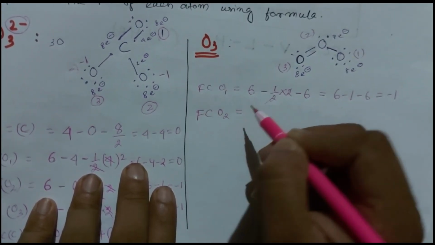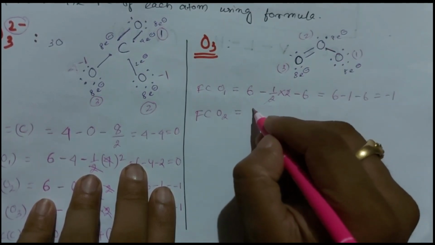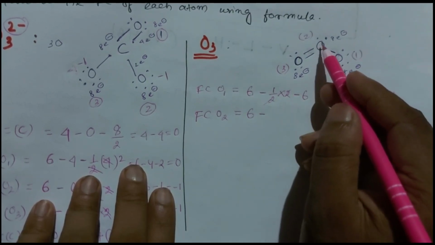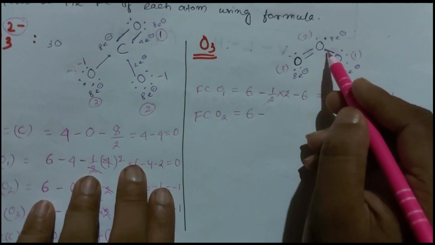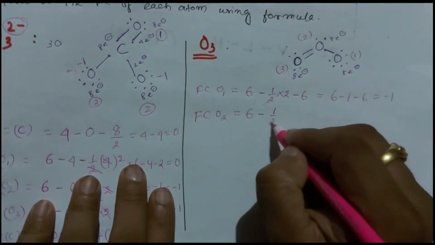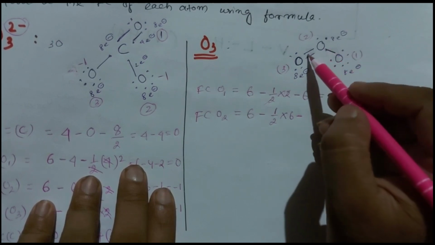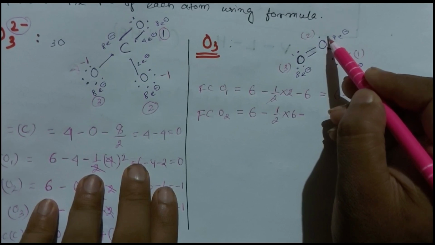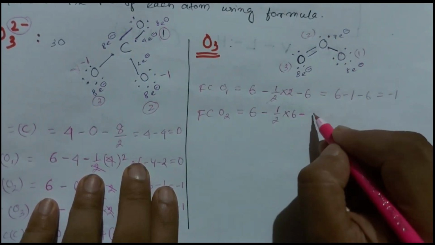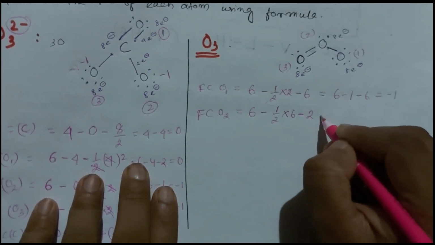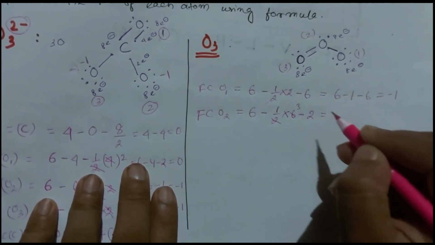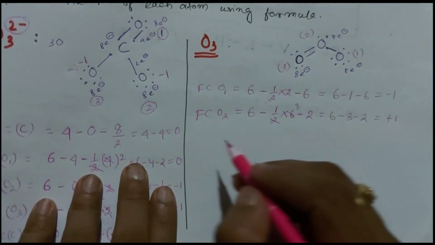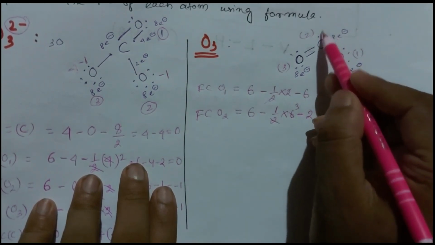Formal charge of oxygen number 2. This is oxygen number 2. The total valence electrons is 6, minus half of bonded electrons. Bonded electrons is 2 plus 2 plus 2, that is 6. Half into 6, minus, here this oxygen contains 2 non-bonded electrons or 1 lone pair. So the lone pair electrons is 2, that is equal to 6 minus 3 minus 2, that is equal to plus 1. This oxygen contains plus 1 charge.